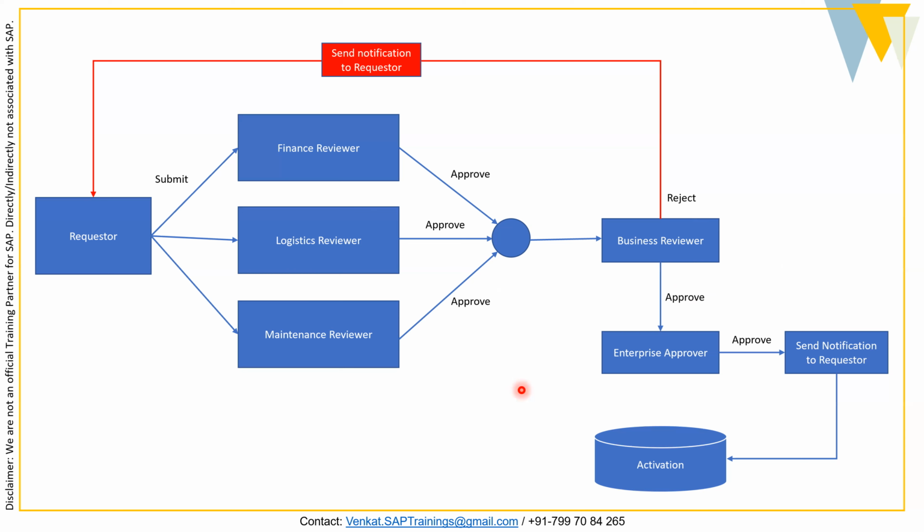Okay, so I think the same thing applies for the enterprise approval also. He just has to approve. Yeah, the business reviewer doesn't have the edit access. That's why there is a rejection button.